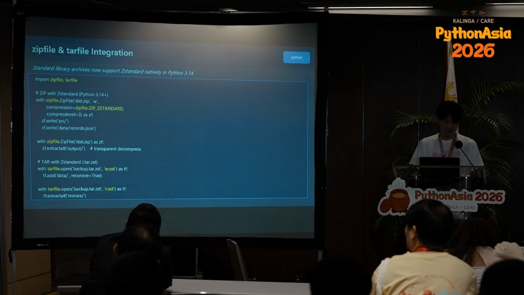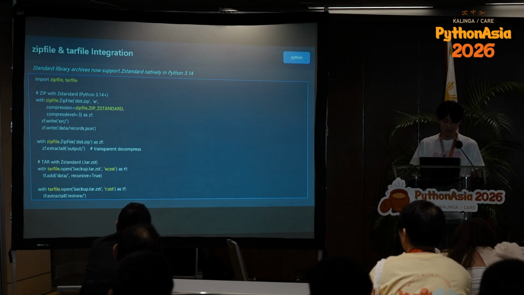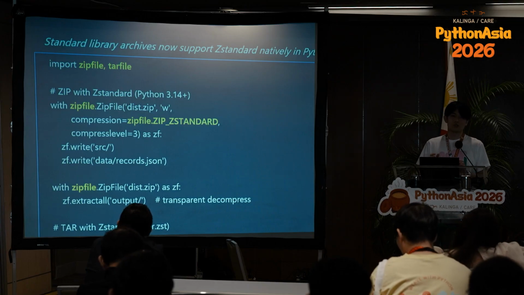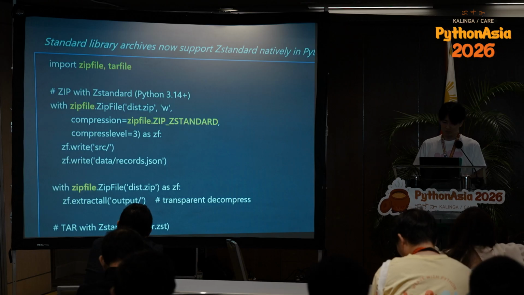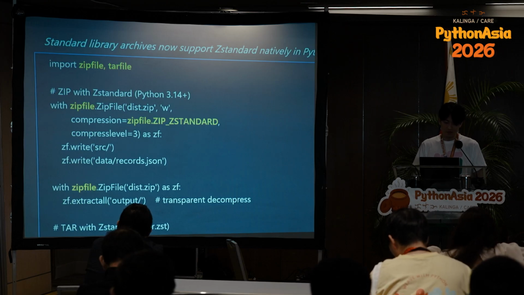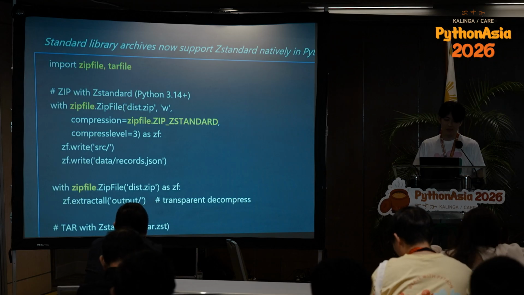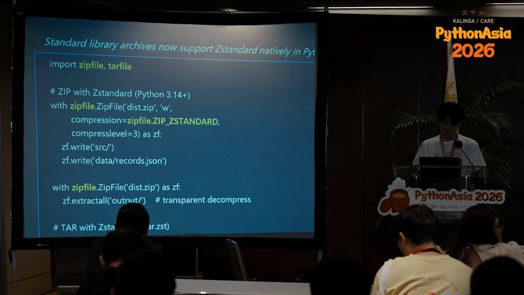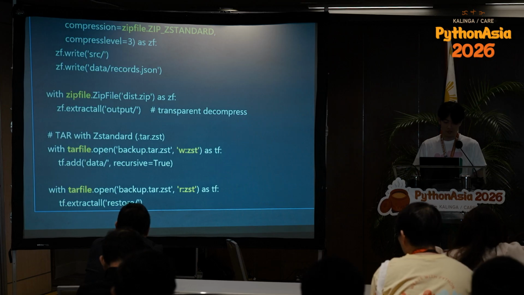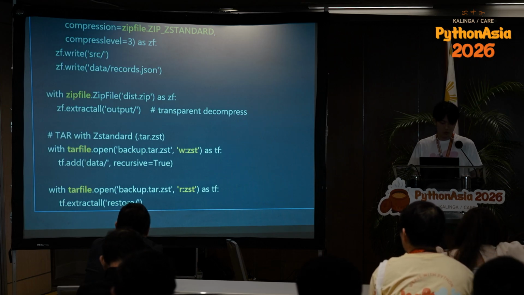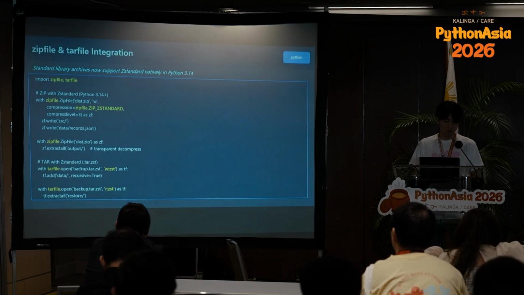And this is the last example of this presentation. You can create and extract zip files and tar files with Zstandard. When you want to create a zip file, set zip underbar Zstandard as a parameter to the zip file. And when you want to create a tar file, set the parameter as w colon zst. This is the end of the example code.